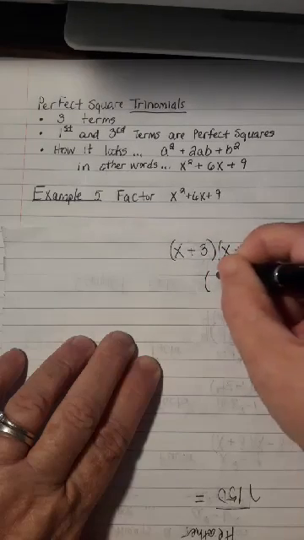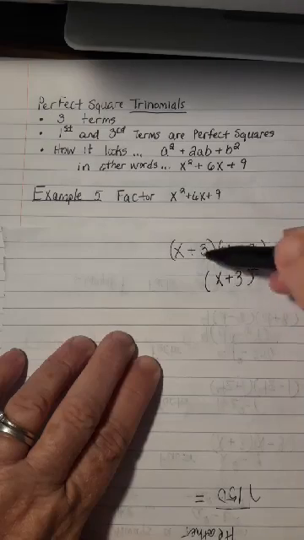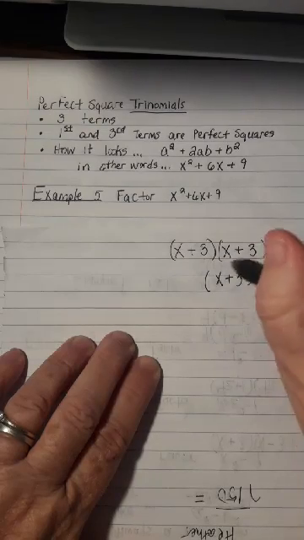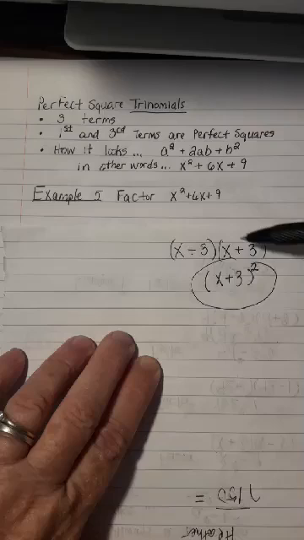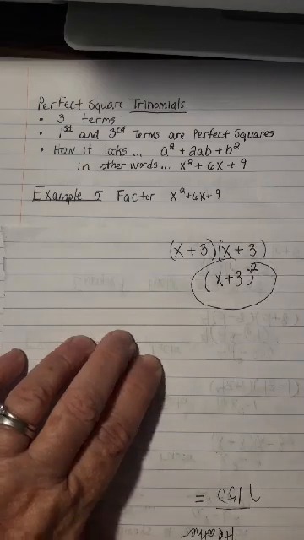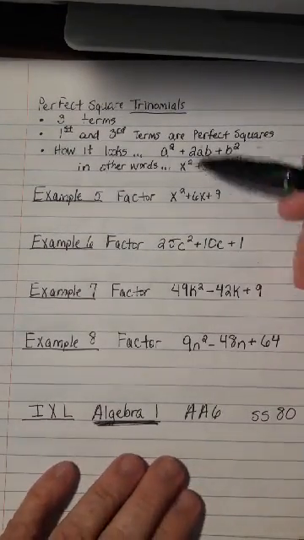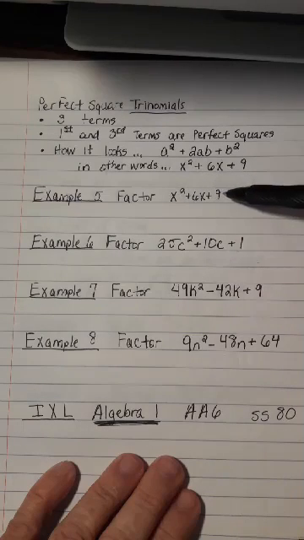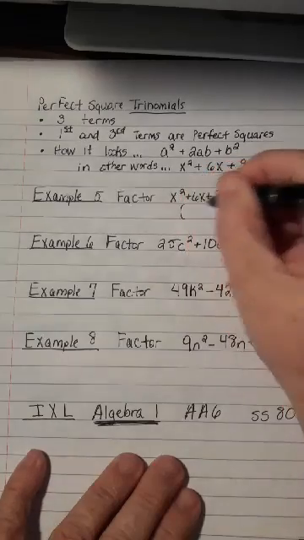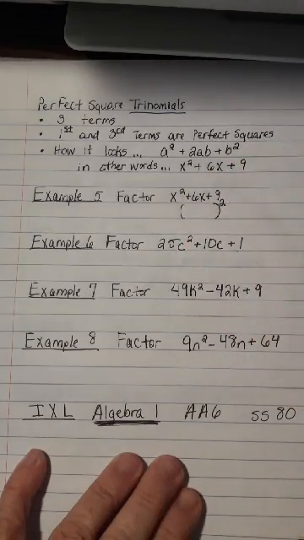However, we're going to write it like this, x plus 3 to the second power, because there's 2 of them. But I'm going to show you how to get this answer without putting the 2 parentheses down, because this is the way they're going to want you to enter it in IXL for this lesson. So on this one, you recognize that x squared is a perfect square and 9 is a perfect square, the first and the third terms. And so you're going to put 1 parentheses to the second power. Don't forget the little exponent of 2.